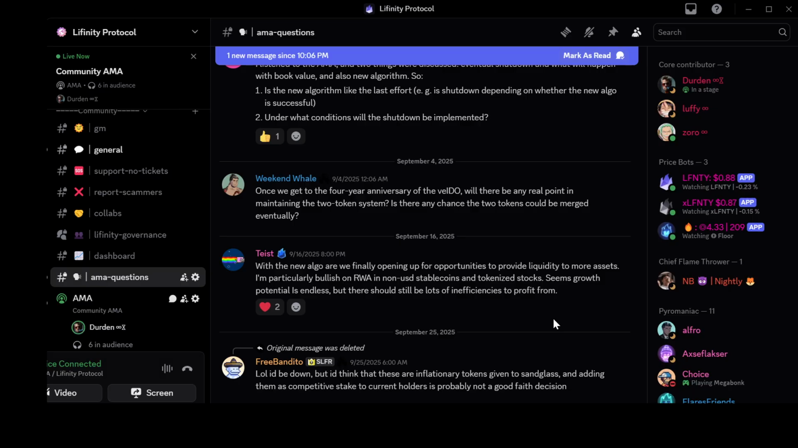Yeah, and so back to your question number one, is the shutdown dependent on whether the new algo is successful? This is inherently subjective, because what does it mean for the algo to be successful? Here's an example scenario: what if we increase our revenue more than the current level, but then some people might think, oh, that's not enough. It's still too low for their standards, whatever they are.